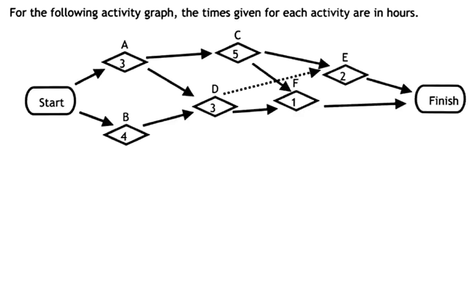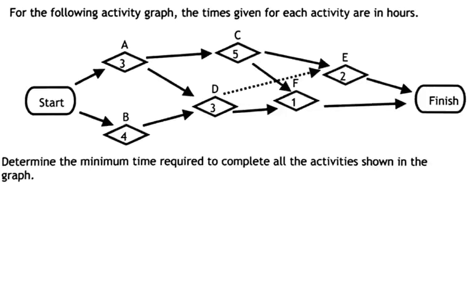Now we're given an activity graph, and the times for each activity are given in hours. So determine the minimum time required to complete all the activities shown. Remember, the minimum time is the longest path. So the longest path is A, C, and E, and that is a 10-hour program.